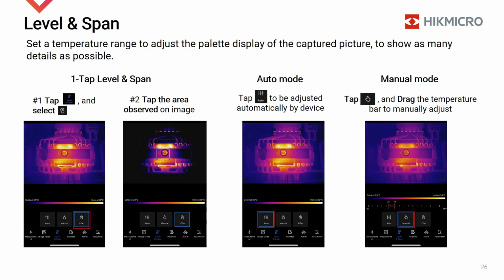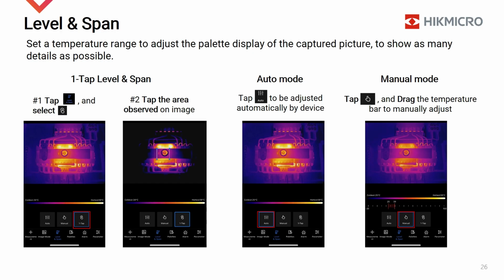In this case, you can use level and span to adjust the displaying temperature range, to show as many details on the target as possible. Areas of temperature that are out of the range will be either very bright or very dark. In this way, the target will be displayed with a good distribution, and the background will hardly have details.